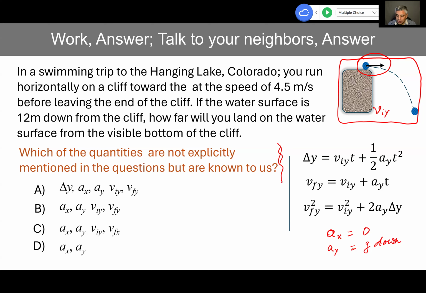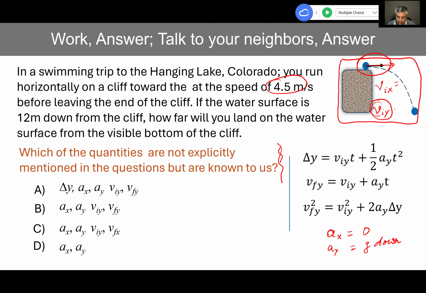Why? Because it's thrown horizontally. And that velocity is given, so that means we also know Vix. So Vix is actually given. We also know Viy, although it's not given. Once we read the question, we can tell that.